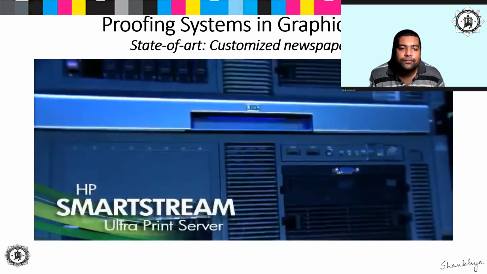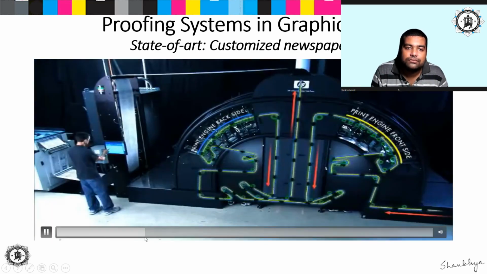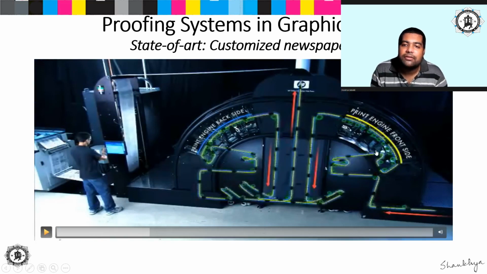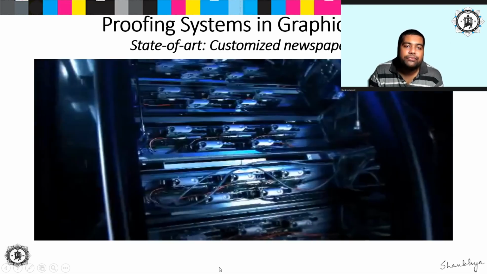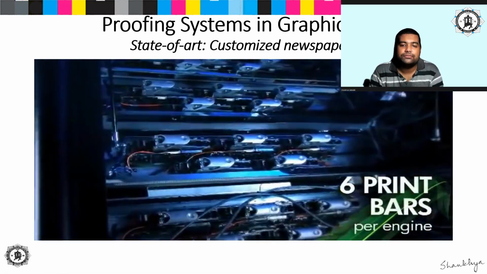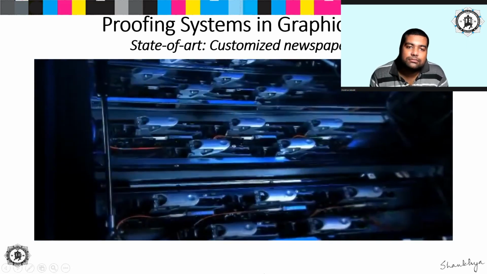runs on an HP SmartStream Ultra Print. The print begins at the unwind, through its compact duplex print engine. So this is basically the front side printing, this is the back side printing, and ultimately once the printing has been done, it is passed on to form the newspaper. The T200 uses 6 print bars per print engine: 2 black print bars, and the equivalent of 1 print bar for each color.